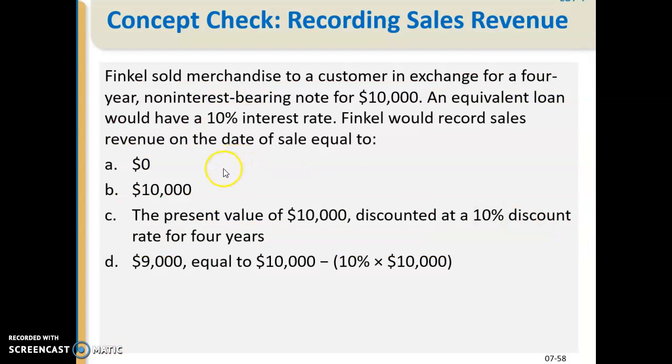So here's a problem for you. Finkel sold merchandise to a customer in exchange for a 4-year non-interest-bearing note for $10,000. An equivalent loan would have a 10% interest rate. Finkel would record sales revenue on the date of sale equal to what? Pause your video, give some consideration to this question, choose your answer, then start your video again and see if you got the right answer.